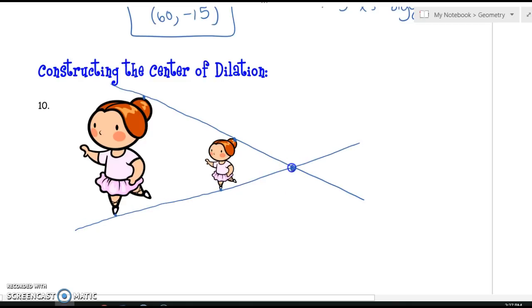And wherever those two lines intersect, that's going to be your center of dilation. All right, so center of dilation is going to be right there. All right, it's kind of out of that point that everything is kind of getting bigger or smaller.